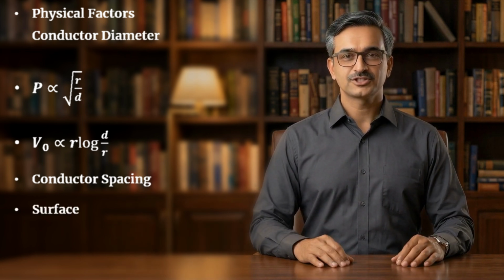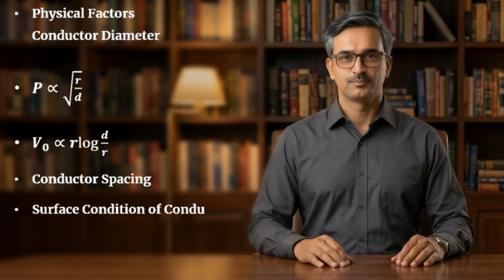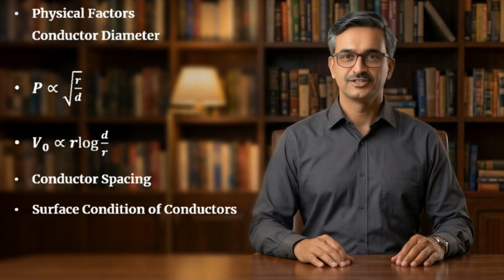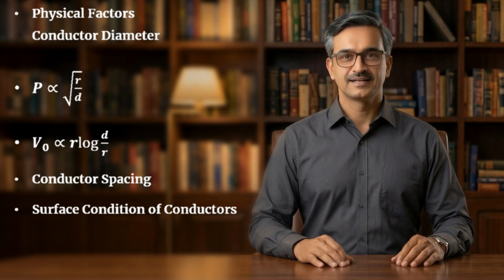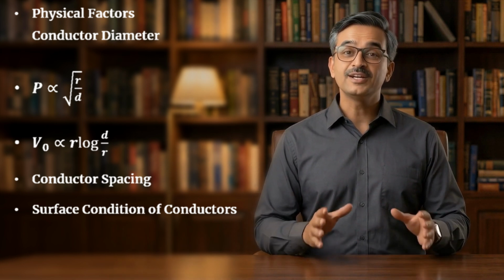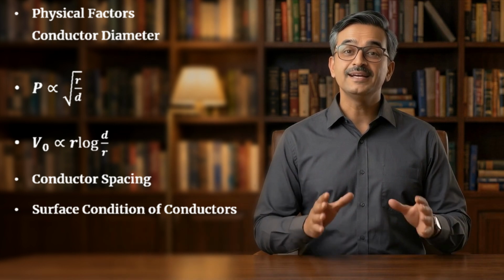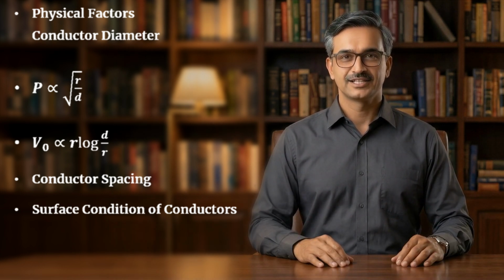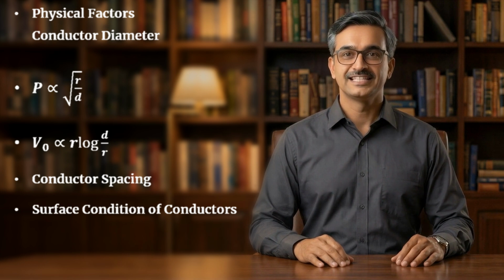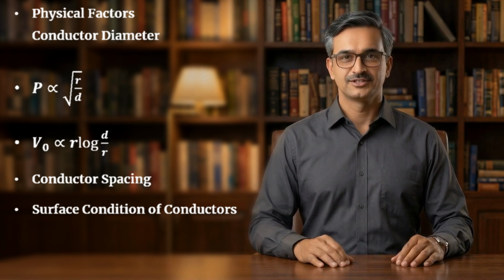The surface condition of the conductor is also very important. Smooth conductors produce lower corona loss compared to rough or stranded conductors. Any scratches, sharp points, dust, or irregularities increase local electric field intensity and promote corona formation.